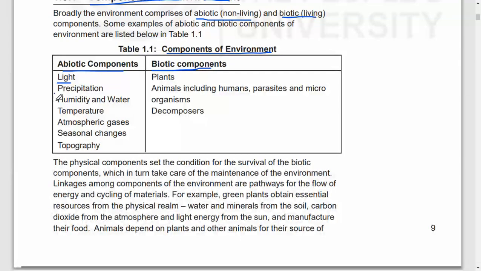Abiotic: light, precipitation, humidity and water, temperature, atmospheric gases, seasonal changes, topography. Biotic: plants, animals including humans, parasites and microorganisms, decomposers.